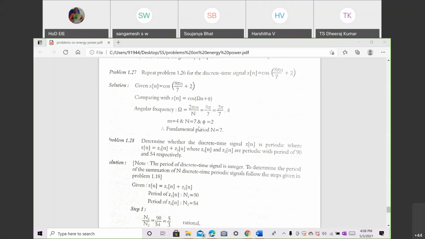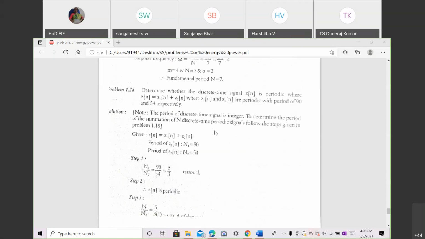This n equal to 7 is the fundamental period. Next, determine whether the discrete time signal z(n) is periodic, where z(n) equal to z1(n) plus z2(n), where z1(n) and z2(n) are periodic with periods of 90 and 54 respectively. Here, two signals will be added to get z(n).